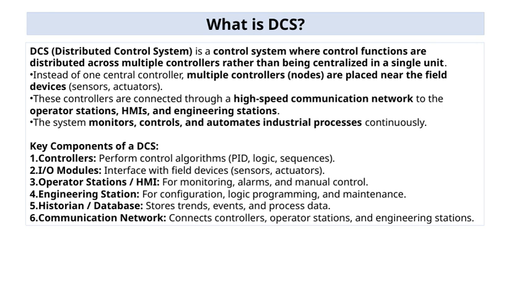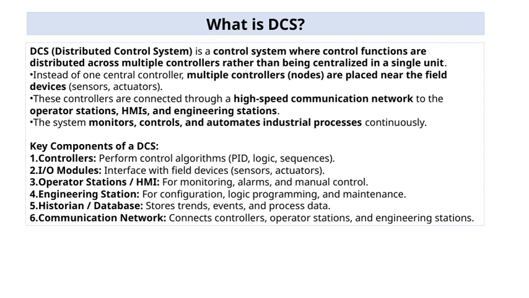Now let's look at the key components of a DCS. First, you have the controllers themselves. They perform control algorithms such as PID, logic, and sequences to manage the process. Then, there are the I/O modules, which serve as the interface to the field devices, connecting sensors and actuators to the controllers. Next, there are the operator stations, or HMIs.